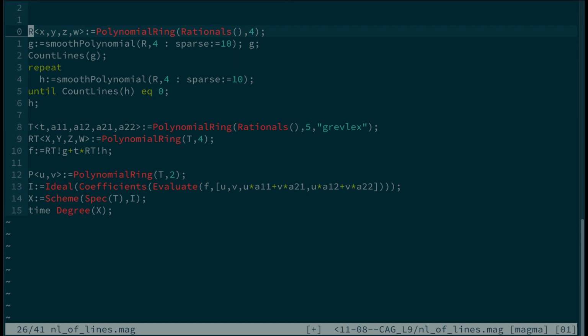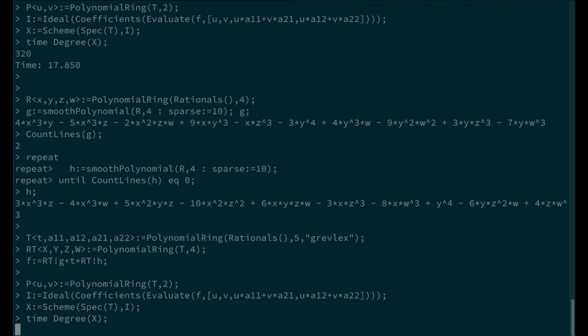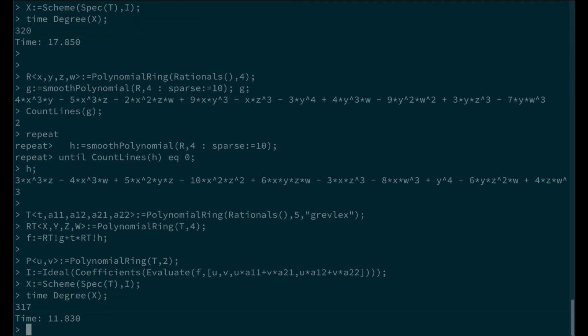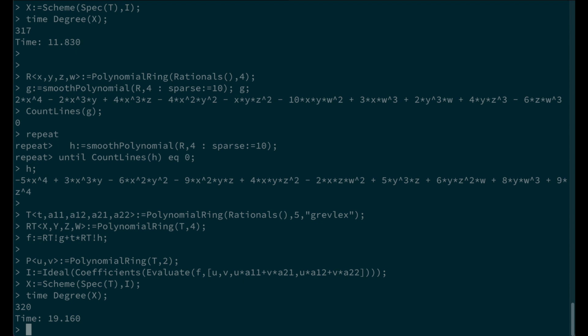Okay, let's repeat this construction a few more times, randomly generating G and H, and let's see what the degree is that we get. Okay, so after about 18 seconds of waiting, we see that the degree is 320. Let's do that again. Okay, now we waited 12 seconds and I have a degree of 317. Maybe I try once more. Okay, another 19 seconds of my life has passed away, and now we have a degree 320 set.